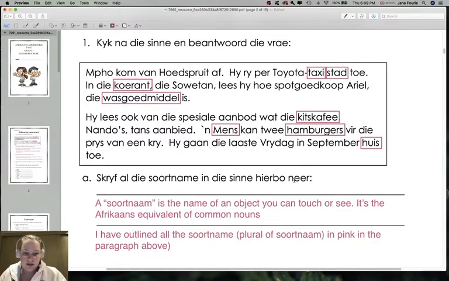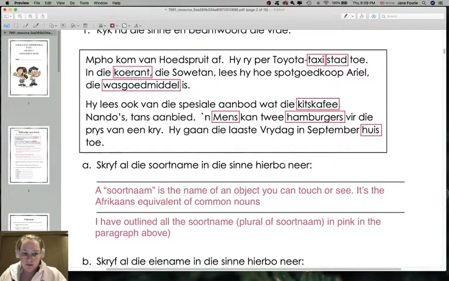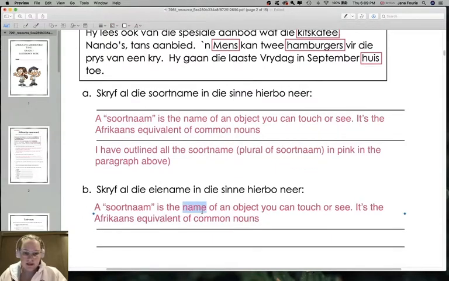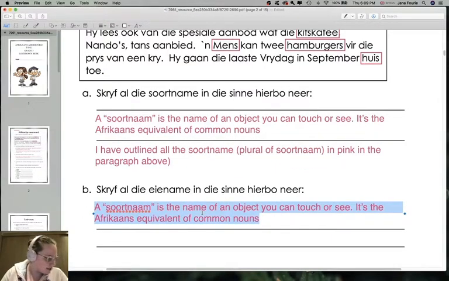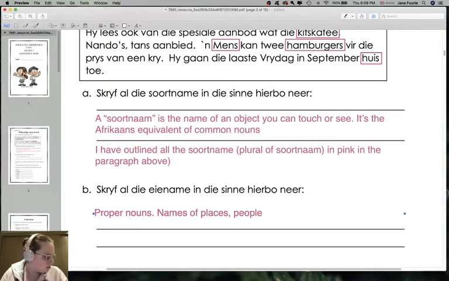So here I have outlined all of the common nouns. This one, I'm just going to change it. Eiename is proper nouns. It is the name of places, people, days of the week, months. So yeah, it's pretty much the same as you would get in English with your proper nouns. It's the same kind of thing.